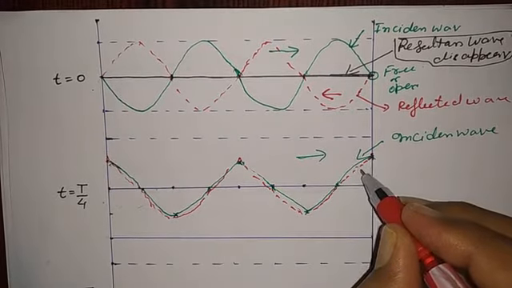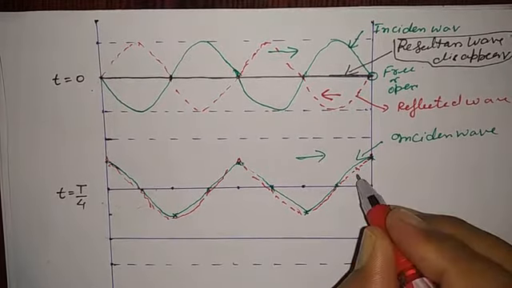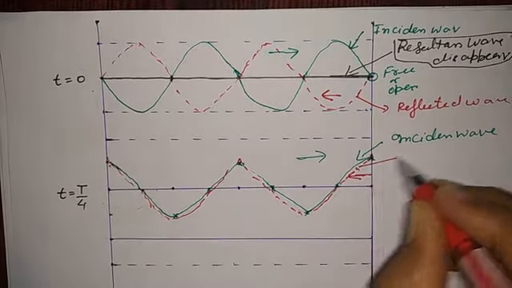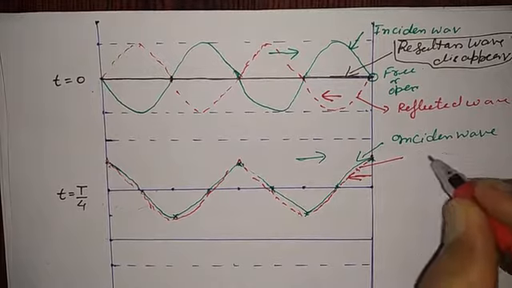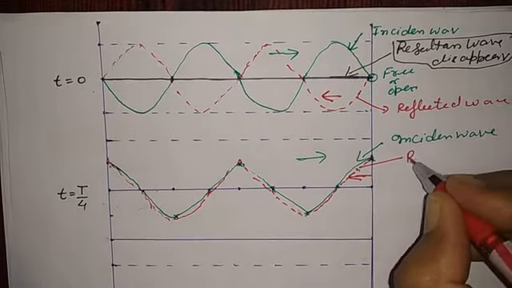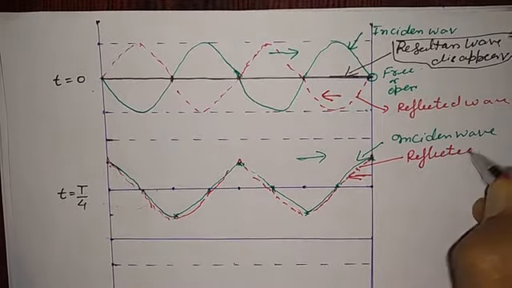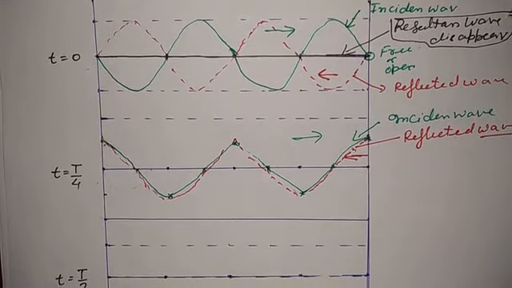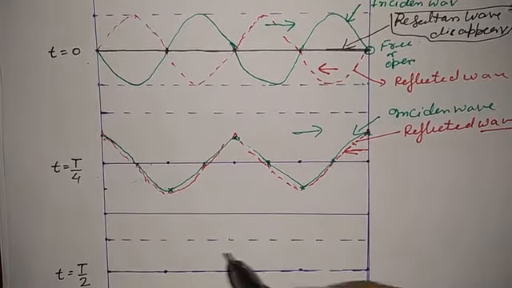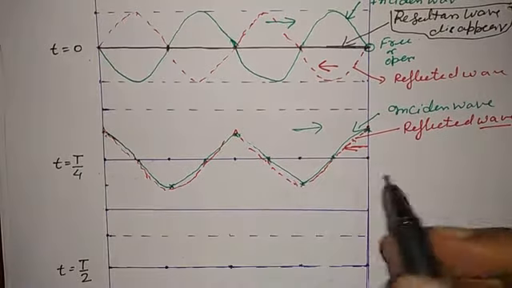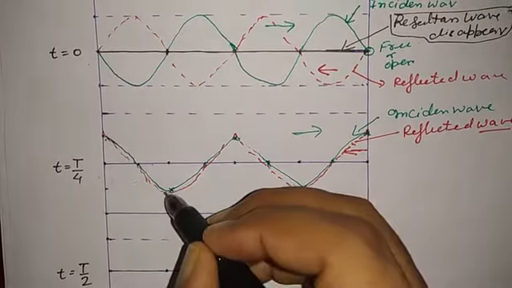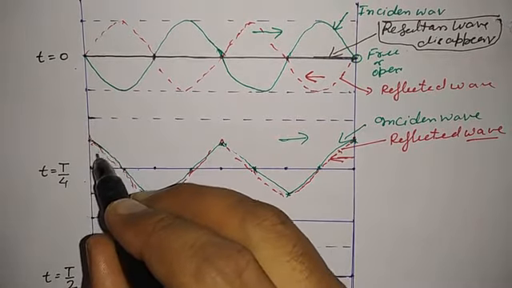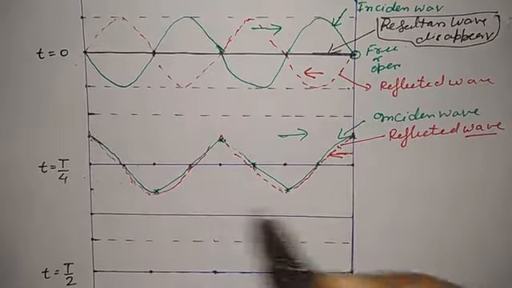So this red is moving opposite to it. This red is called here reflected wave. So see the resultant wave with black color here. In that condition, both waves combine by the principle of superposition.